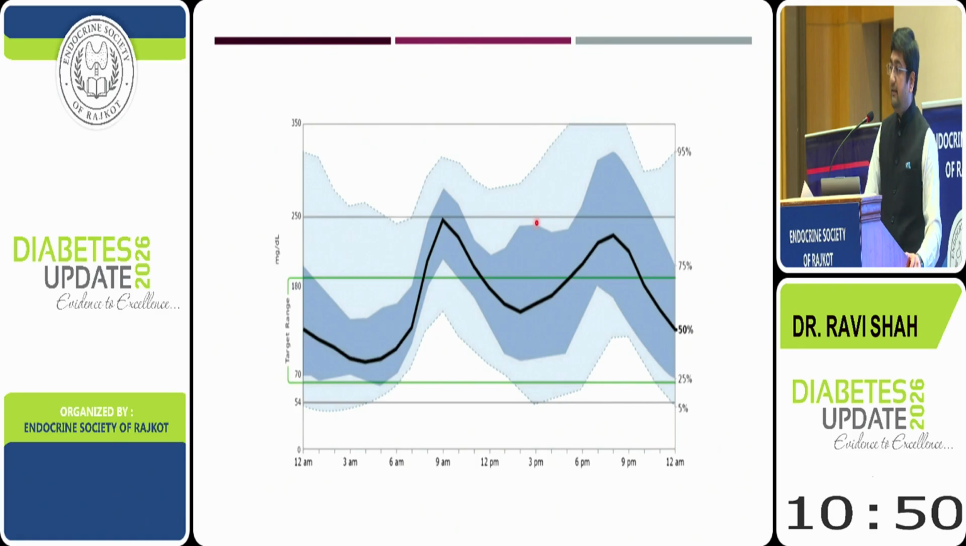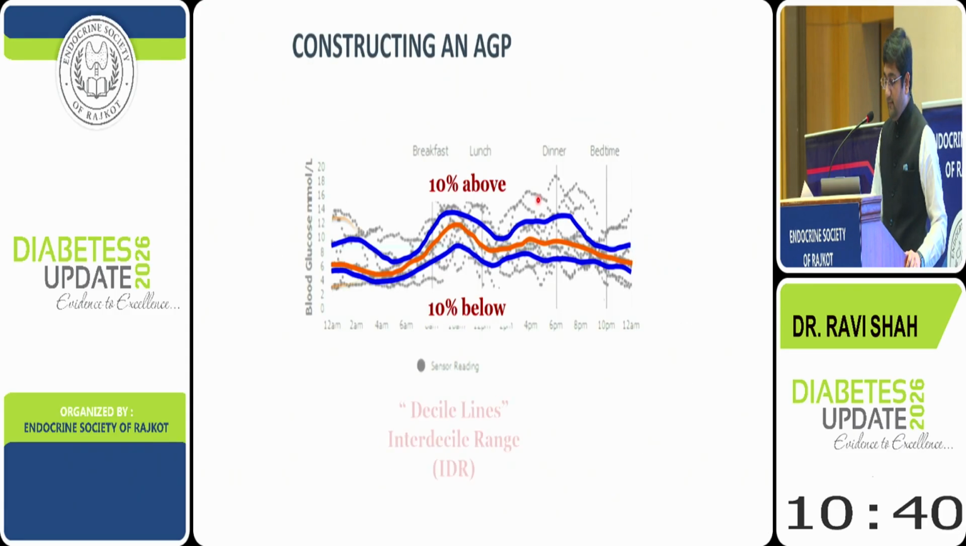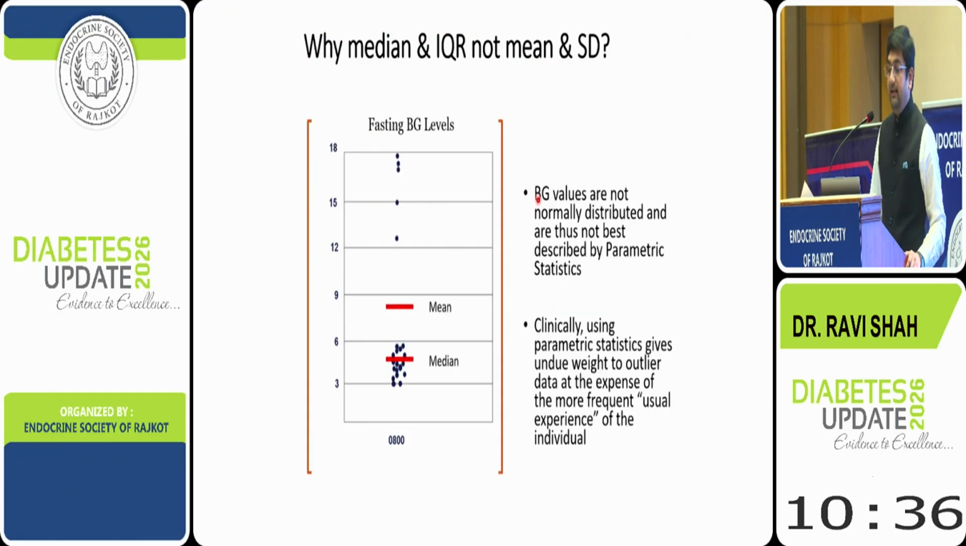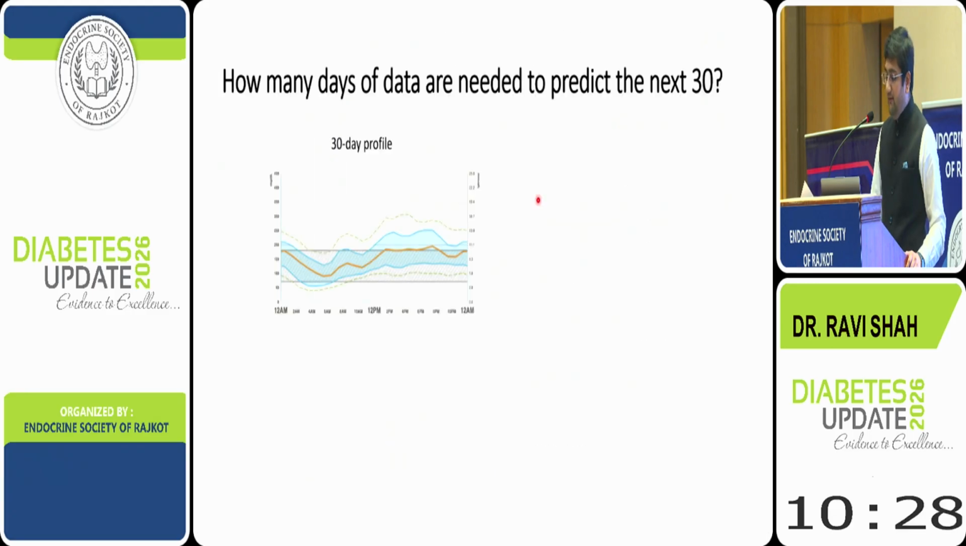So the wider the graph, the more is the variability of the patient. So you want the patient to have a narrow graph, and that narrow graph should be staying between 70 to 180. So here, why are we using median and not mean? Because mean values will change with just one alteration of glucose value, while median is more indicative of the average value of the patient.